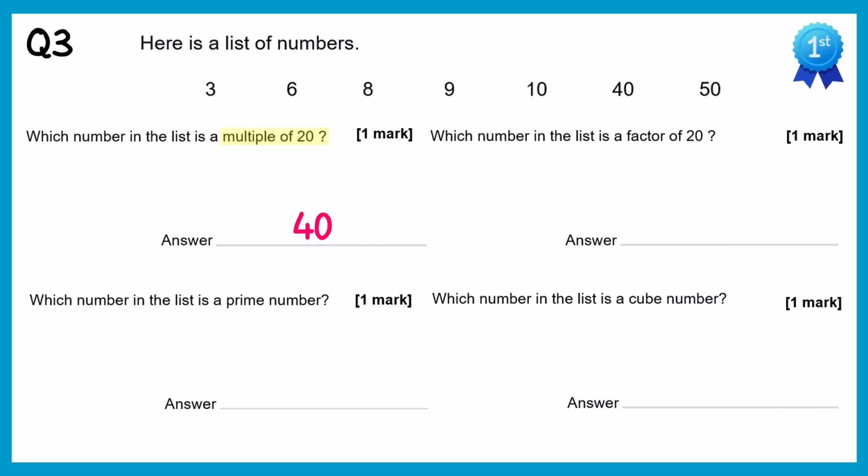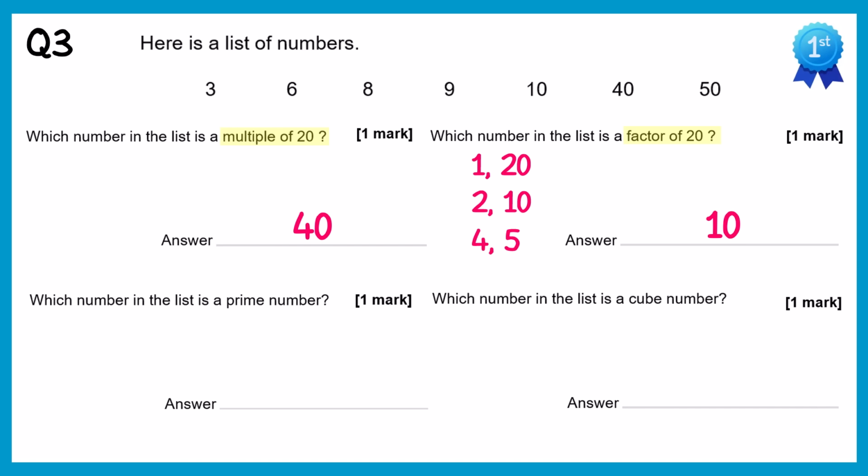For the second part, we need to write down a number from the list that is a factor of 20. The factors of 20 are the numbers that divide into 20. We can find these by thinking of pairs of numbers that multiply to make 20. So, 1 times 20 is 20, so 1 and 20 are both factors. 2 times 10 is also 20, and so is 4 times 5. So these are the factors of 20. Which one is in our list? Well, that's the number 10.